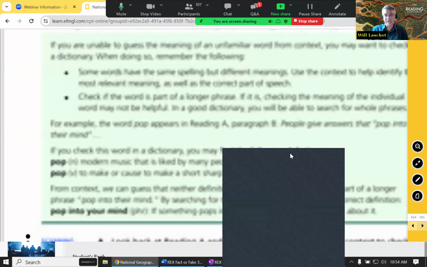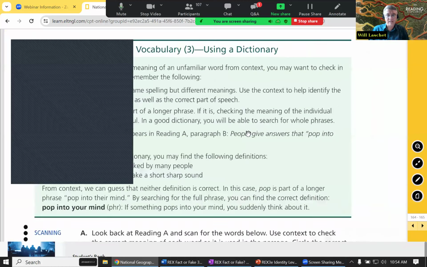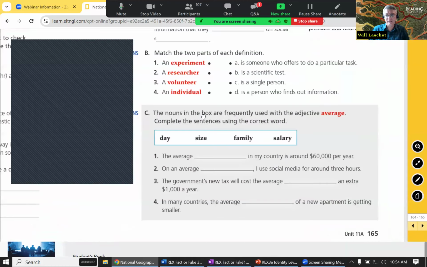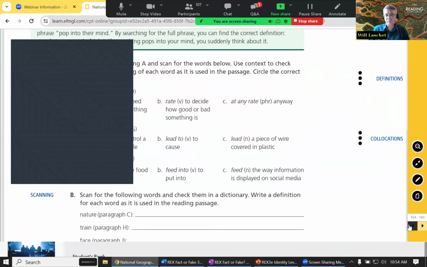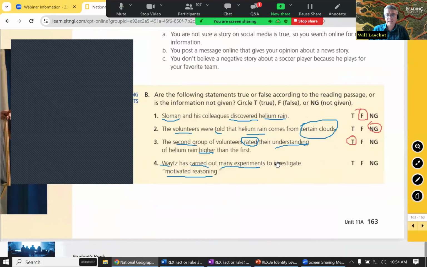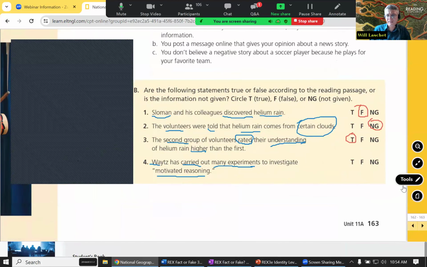So to go back into our questions here. Oh, I'm on the wrong page. Okay, so we're going to say this last one. What do we think? Is it true, false, or not given? It is not given. Excellent.